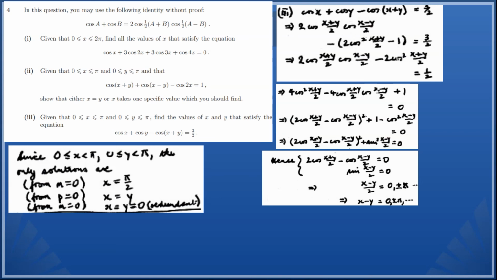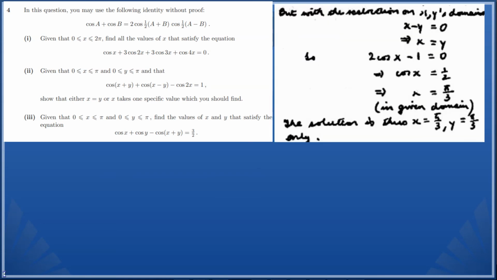Therefore, we can deduce that 2 cos((x plus y)/2) minus cos((x minus y)/2) equals 0, which is one possibility, or sin((x minus y)/2) equals 0. Therefore, we can see that (x minus y)/2 equals 0, or plus or minus pi. Or the other possibility is that x minus y equals 0 and plus or minus 2 pi. But with the restriction on x and y, we can see that x minus y equals 0, which implies that x equals y. Therefore, 2 cos x minus 1 equals 0.